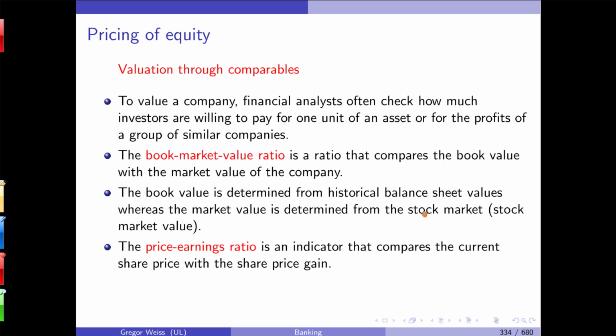How can you value the equity? How can you price it? Through comparables, for example. You take the book to market ratio and the price earnings ratio of a peer group. You can calculate a multiplier if you can observe a stock price for those companies, and then you can multiply the multiplier with the earnings or the book value of your target company, and then come up with an estimate of the target's equity. Clear?